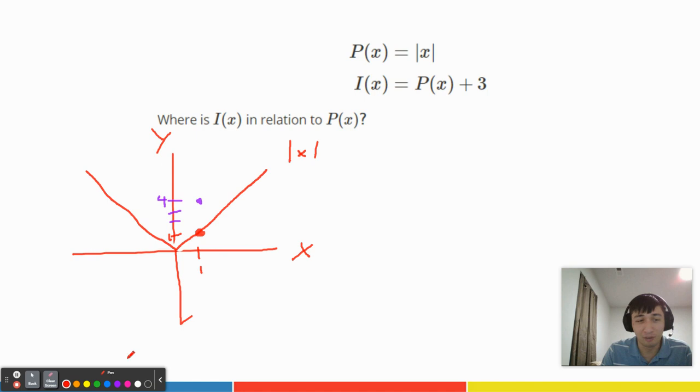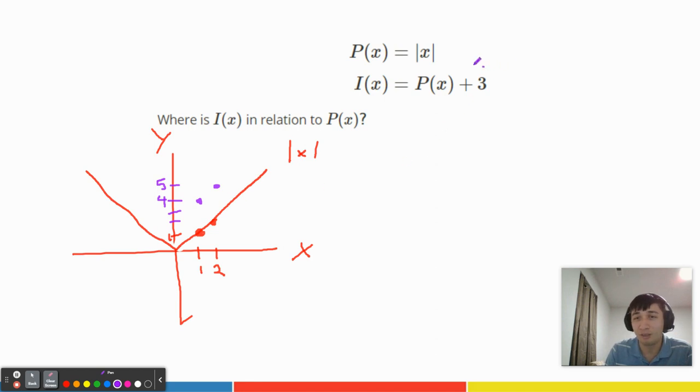If we looked at, for example, the number 2, we could go out to 2 for the x, and that would give us 2 for the y. But if we do 2 for the x on the new guy, I of x, then we're going to be up at 5, which is cool. But look at what's happening here. At the same x value, the new one happens to be a bit higher.